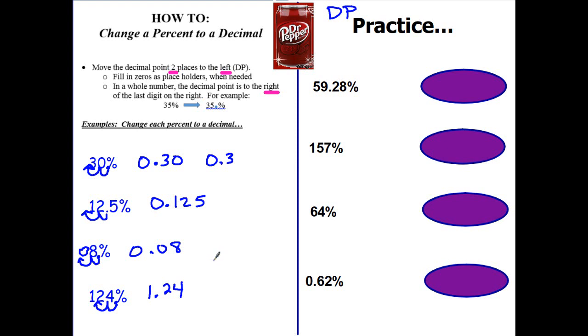Okay, go ahead and pause the video and try the next 4 examples on your own. Once you have your answers, come back and check to see if you are correct. Okay, let's check your answers. I'm going to do a little bit of magic here.